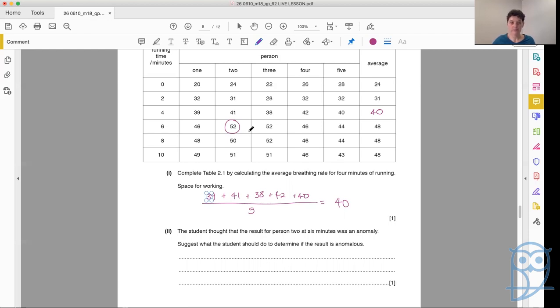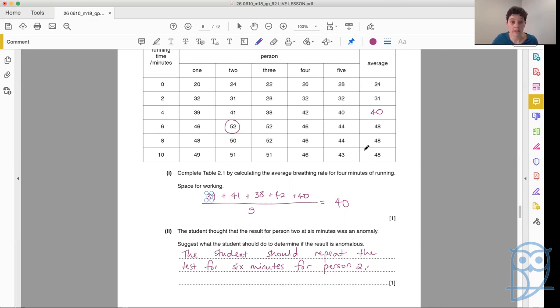Okay, so the student should repeat the test for 6 minutes for person 2. And then obviously they can also compare to other people, but it's also going to be one of those things where they're looking at their own.